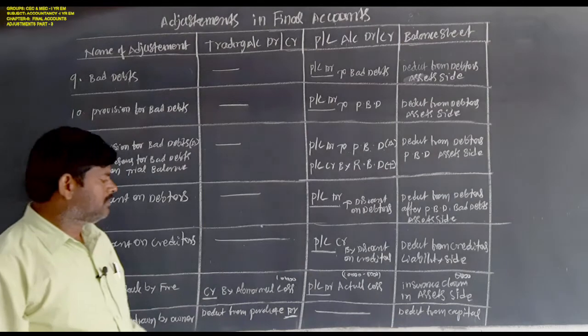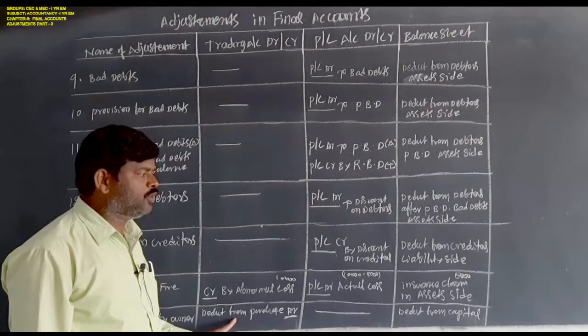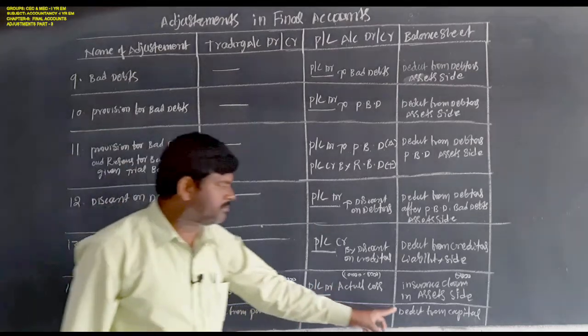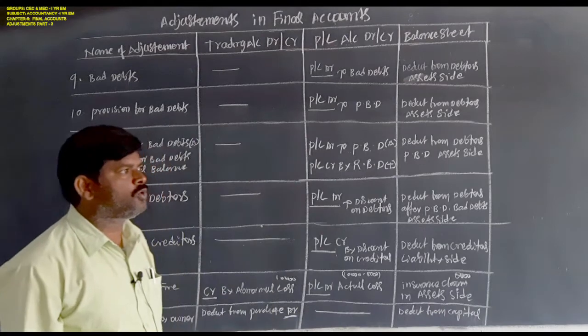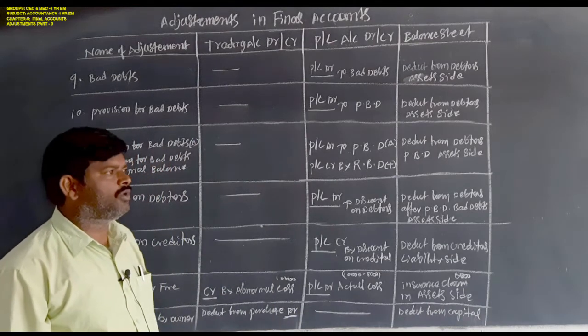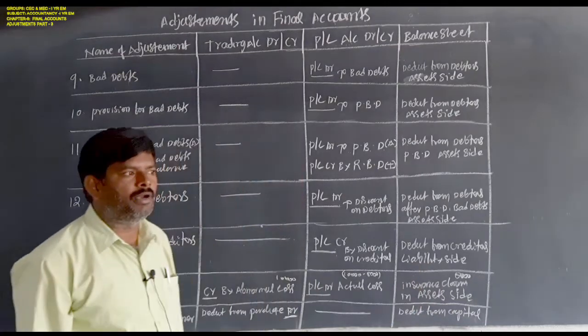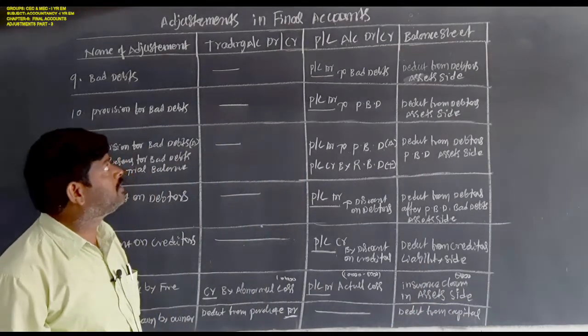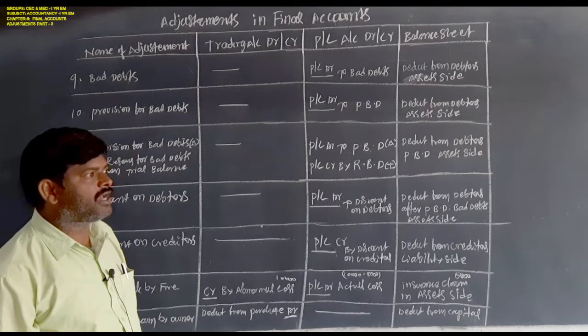Also, the same value of goods taken by the owner must be deducted from capital. Goods withdrawn for personal use by the owner must be deducted from the capital account on the liability side. This is about adjustments in final accounts.